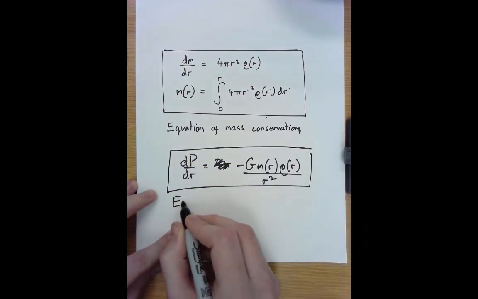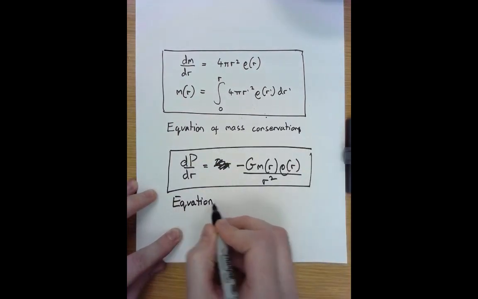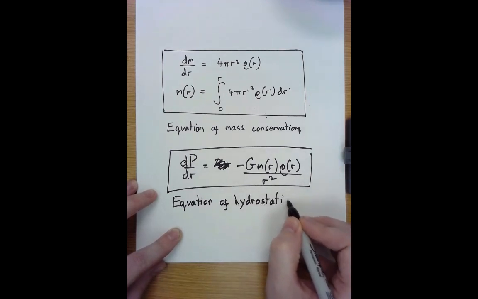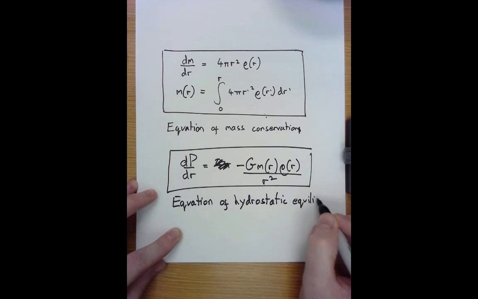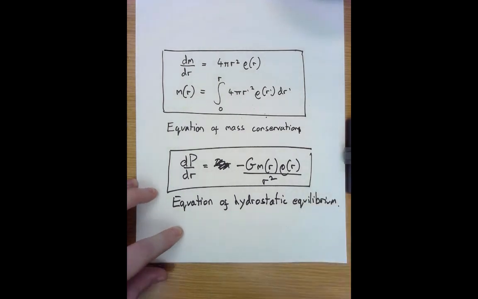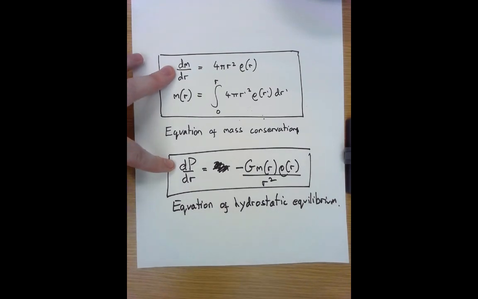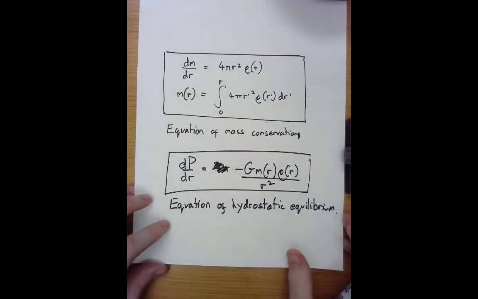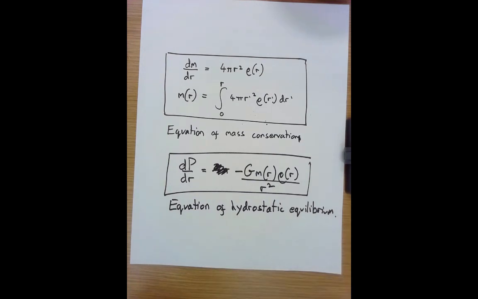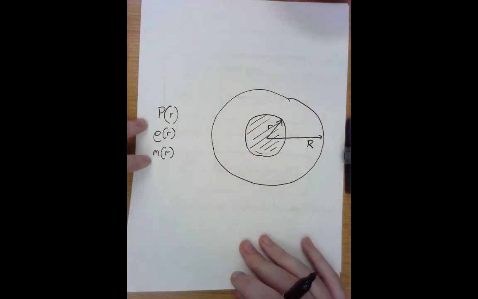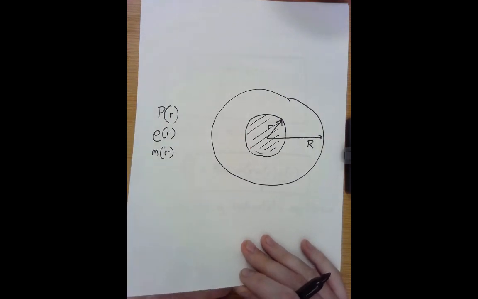This is the equation of hydrostatic equilibrium. And it's another differential equation in this form, like dm by dr. So we've now got two equations of stellar structure. Remember, we're looking for three unknowns at the moment, so we're going to need a third equation, which we will come to in the next lecture.